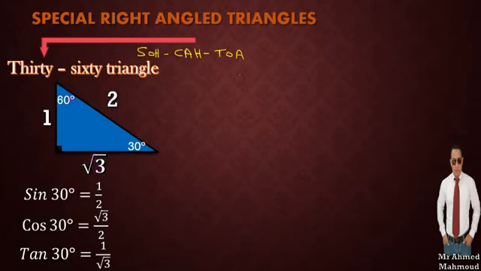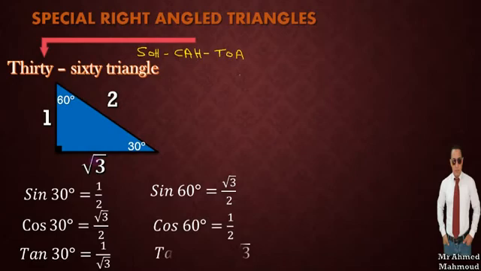Now angle 60. In the angle 60, root 3 is the opposite, 1 is the adjacent, and 2 is the hypotenuse. Again, opposite, adjacent, hypotenuse. Sine 60 equals opposite over hypotenuse, which equals root 3 over 2. Cosine 60 equals adjacent over hypotenuse, which equals 1 over 2. Tan 60 equals opposite over adjacent, root 3 over 1, or root 3, because root 3 over 1 equals root 3.